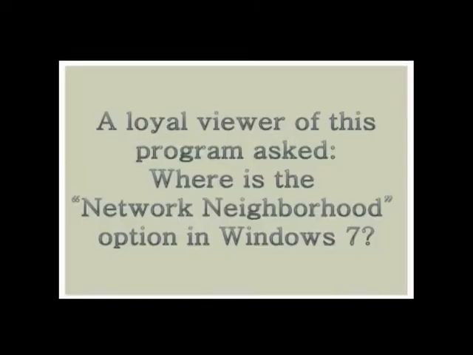Appreciate all those loyal viewers who've been watching and sending in comments and asking for demos of different things to do with Windows 7 and Internet Explorer 9. So today I got an email from a loyal viewer, and the question is, where is the Network Neighborhood option in Windows 7? That's useful for a lot of people in Windows XP, but in Windows 7 nobody can find it.